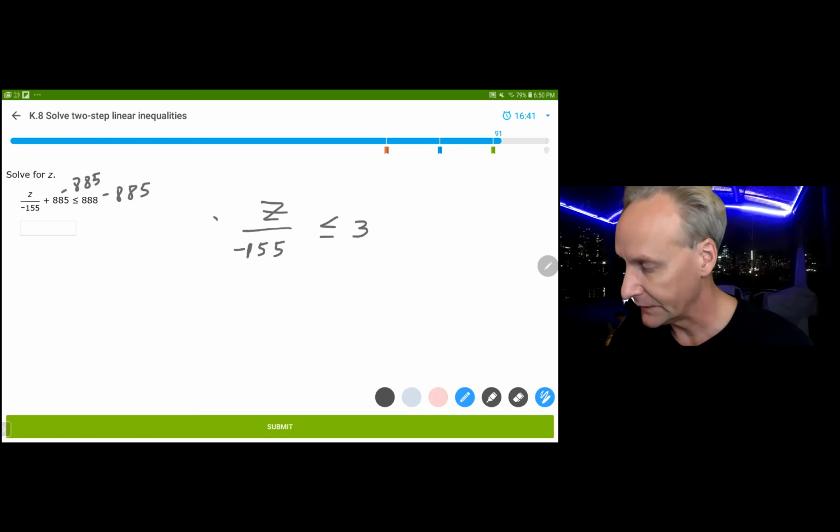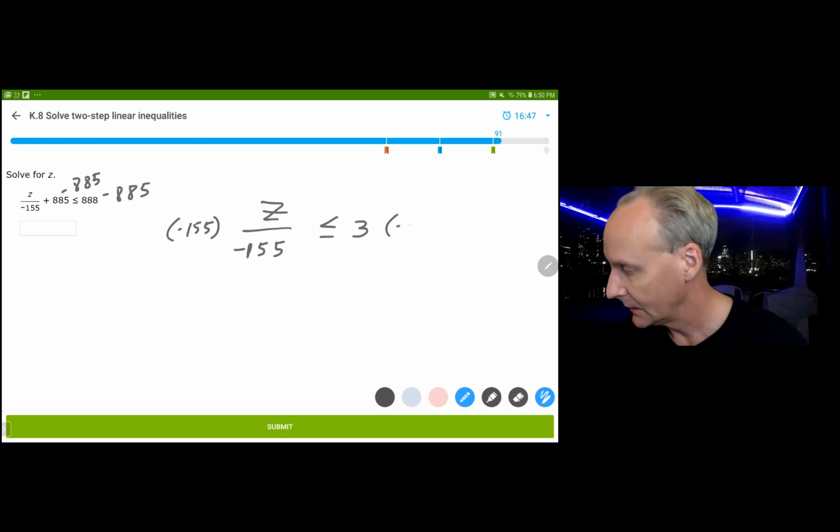Now I'm going to have to multiply by negative 155, and don't forget, if you multiply or divide by a negative in an inequality, you have to change the sign. That is going to be 665? Let's see. No, that's not. That's negative 4. Really slow today, 65, I believe.